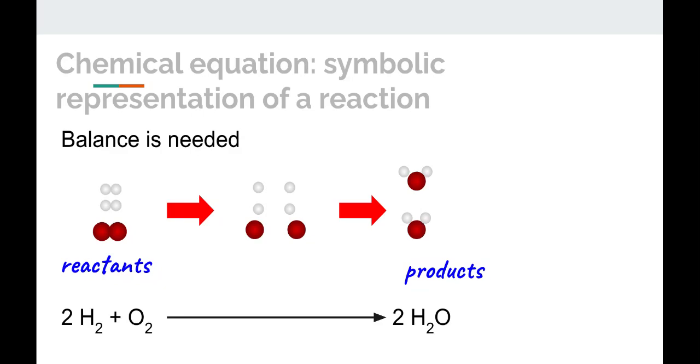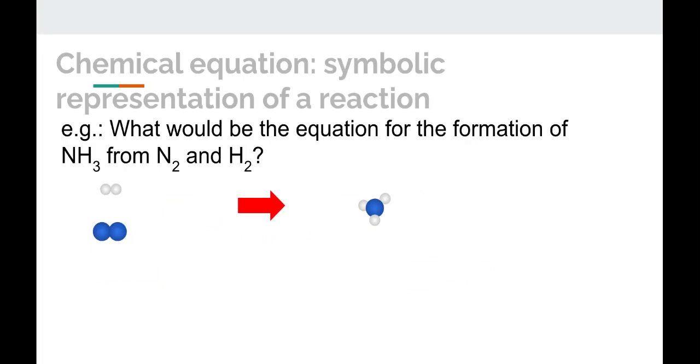Now this is for 2 molecules or 2 atoms. That's what the coefficients represent, or 1 molecule, 1 atom, whatever it is. But it also refers to moles, so you can use those to reference mole quantities of reactants and products as well. Let's look at another example. What would be the equation for the formation of NH3 from N2 and H2?